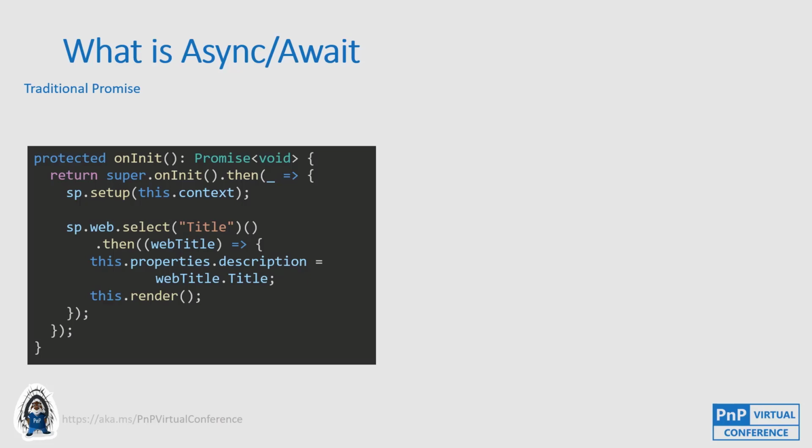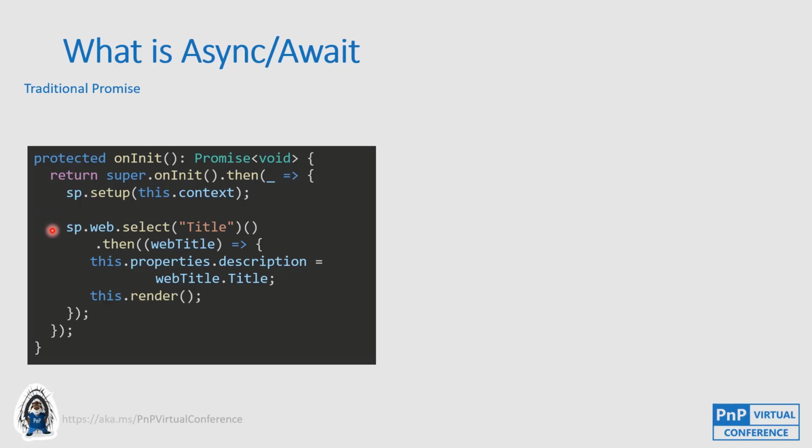We often use the onInit protected method, and that onInit method returns a promise. And so we would then say that we are going to return a promise that once the onInit function completes, then we want to set up our PnPJS library by using the sp setup method, and then we might do some calls against that. But we need to wait for that onInit function to happen.